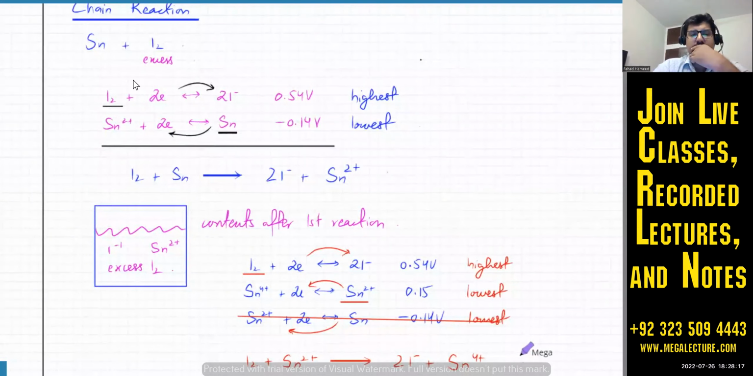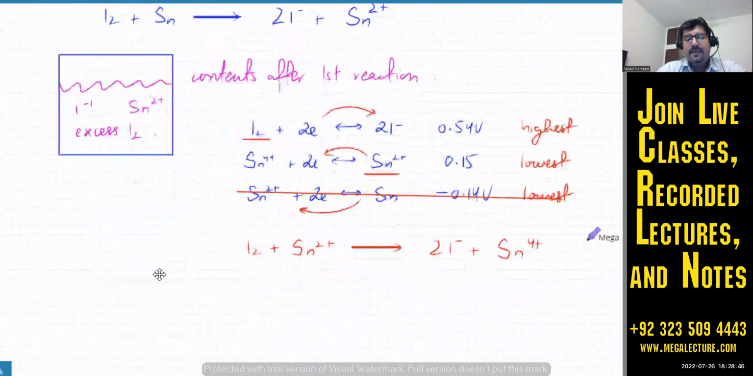In the first one there was no issue. You had Sn and iodine. You mix them together. So you had one equation for Sn and you had one equation for iodine. The highest gained electrons, the lowest lost electrons, and you got this equation. After this first reaction has happened, you figured out the contents after the first reaction. You figured out that the products are now I- and you got Sn2+ in the beaker. Plus, since you're using excess iodine, you've got some iodine left over, right?